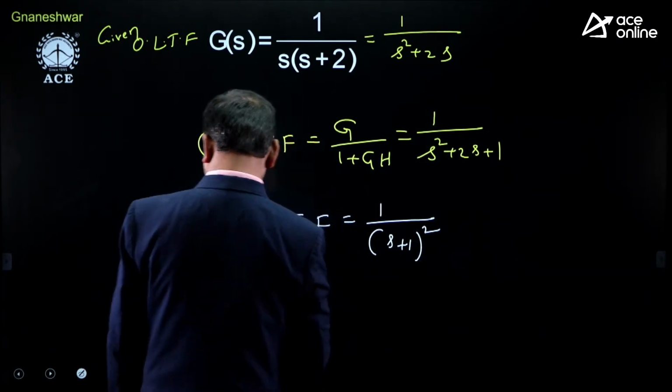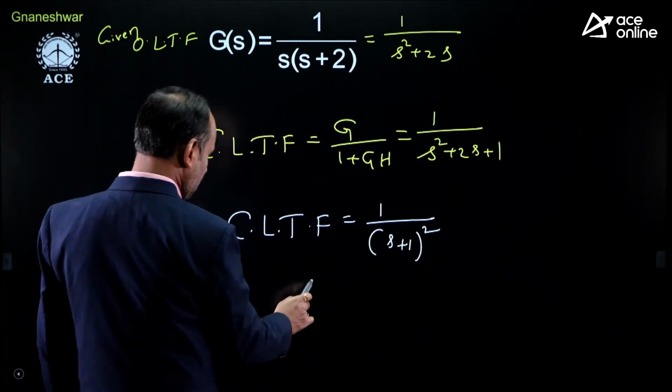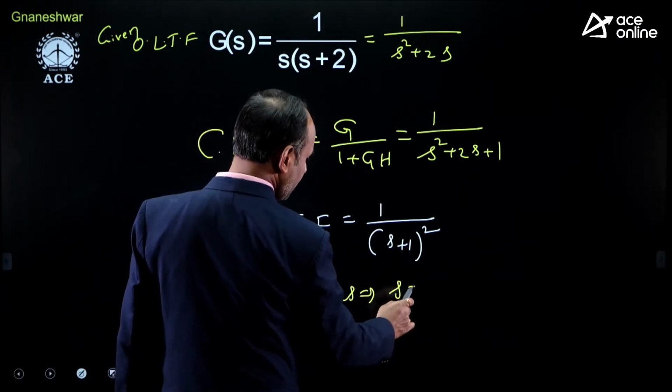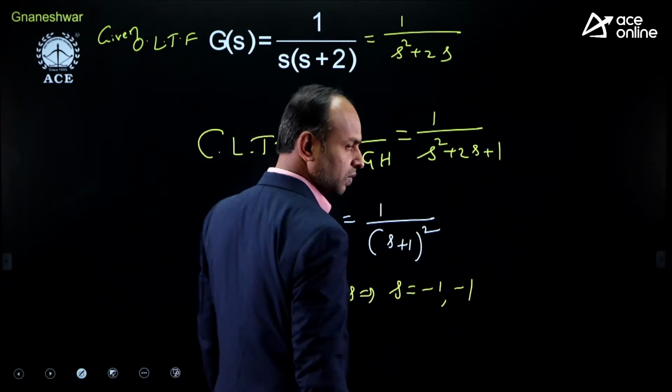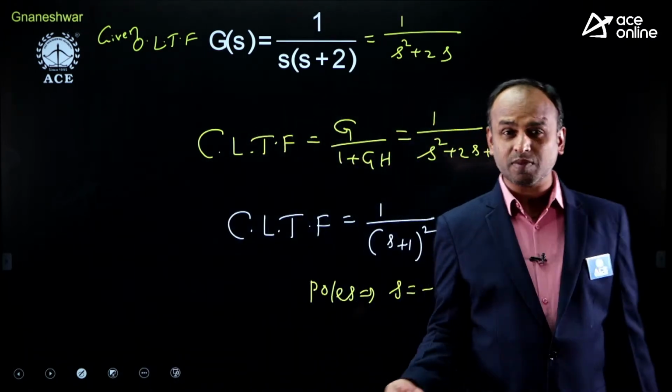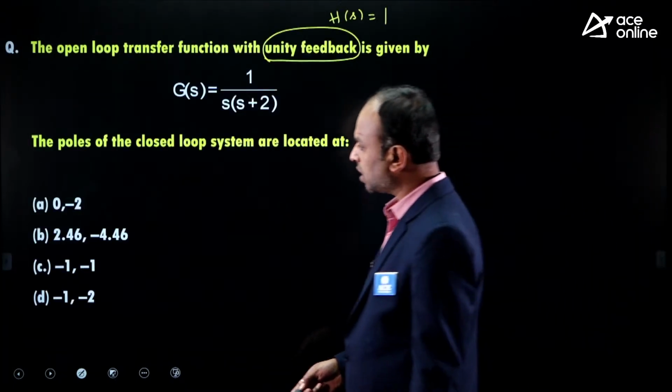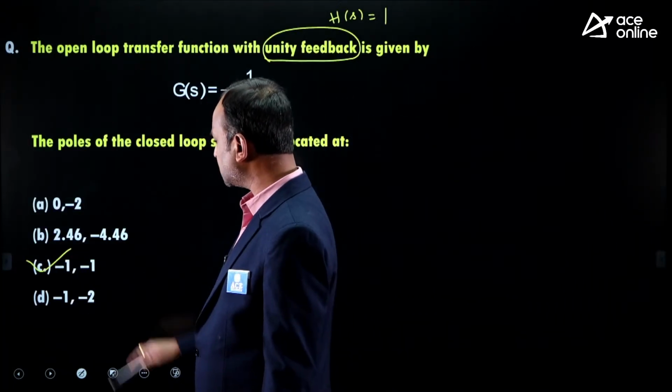So the denominator part is called the poles here, the closed loop poles. What are the poles? Equating the denominator to 0, S equal to minus 1 comma minus 1. Open loop system is given, and the examiner is asking for the closed loop system poles. So the options are minus 1 comma minus 1, option C is the perfect answer.